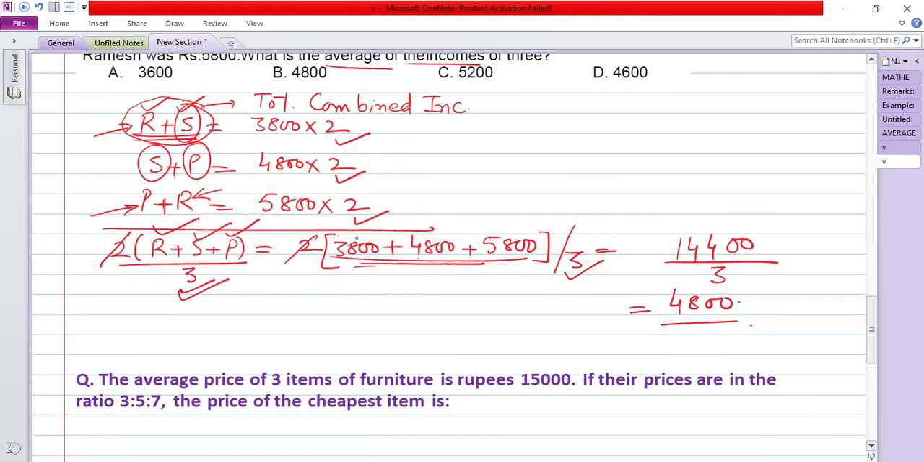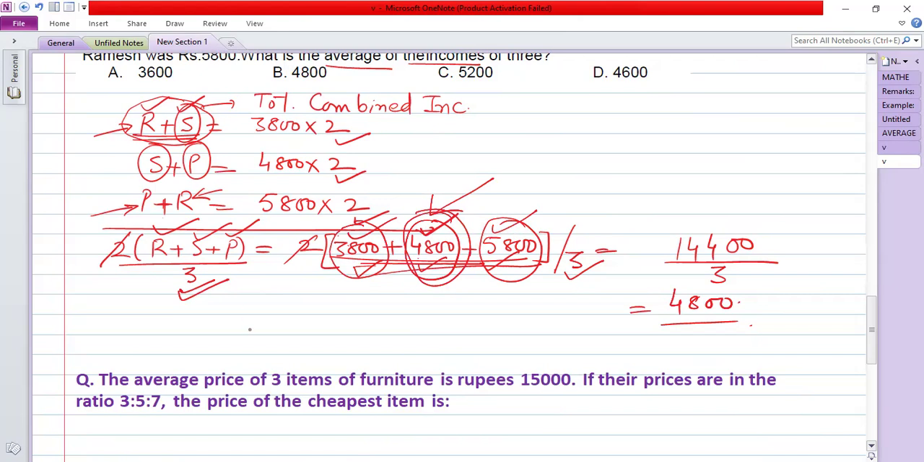Actually, there is another hint here. If you see, this is 3800 plus this more and plus this more. The same means the difference is same. Means 3800 plus 1000, 4800 plus 1000. Since the difference is same, obviously 4800 will be the average.